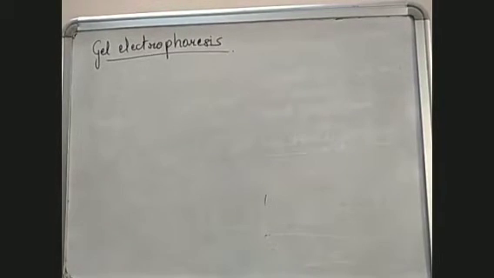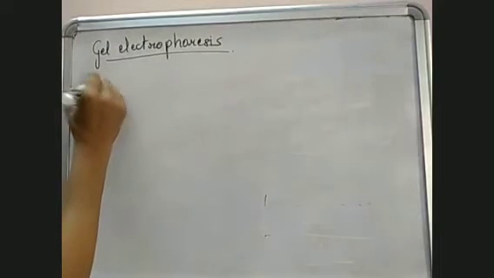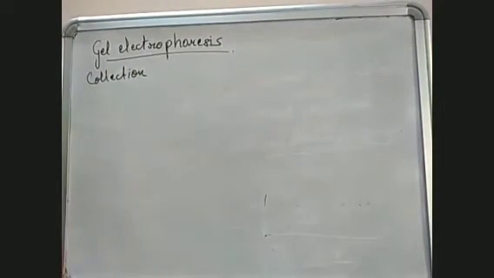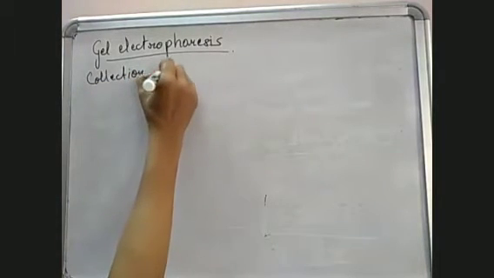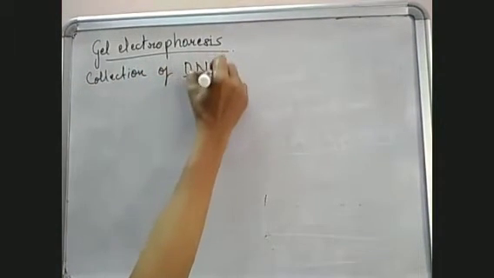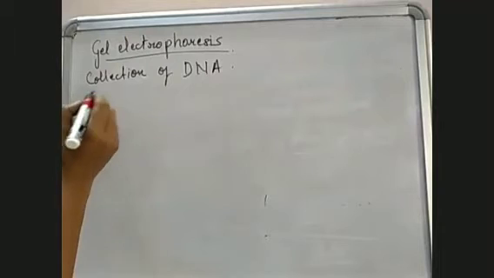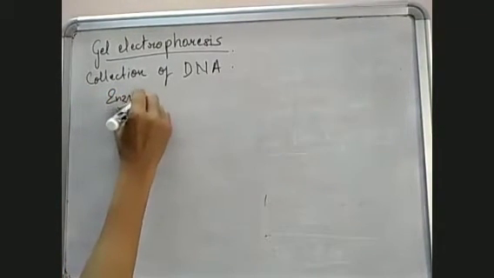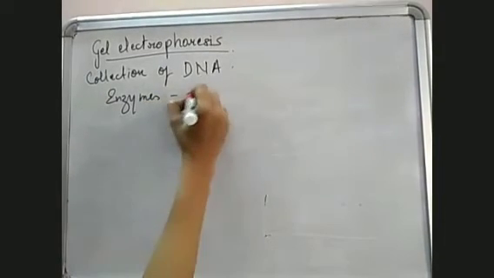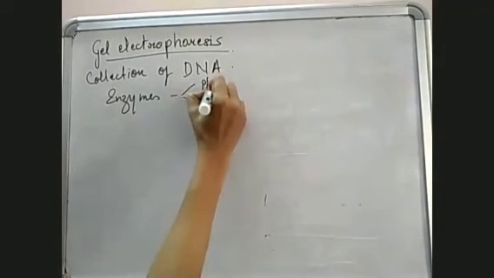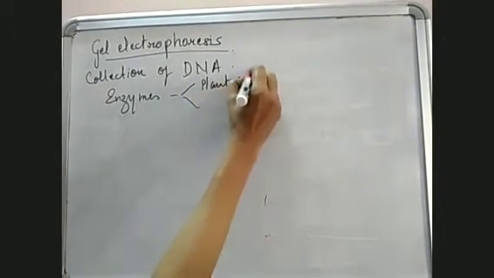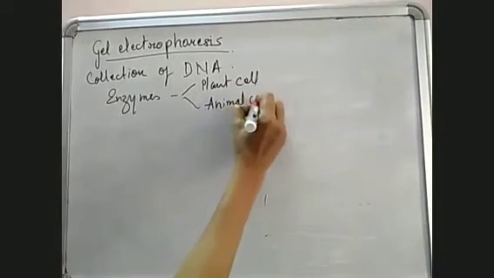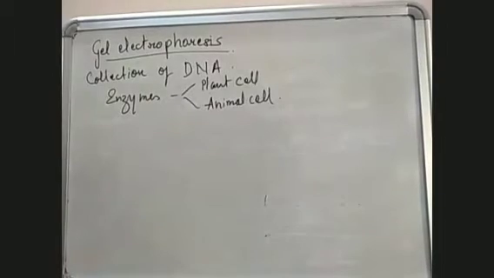Now, what we do, we collect DNA. Collection of DNA is done during the recombinant DNA technology. How is this DNA collected? This DNA is collected by using various enzymes, either from the plant cells or from the animal cell. By using various enzymes, we collect the DNA.